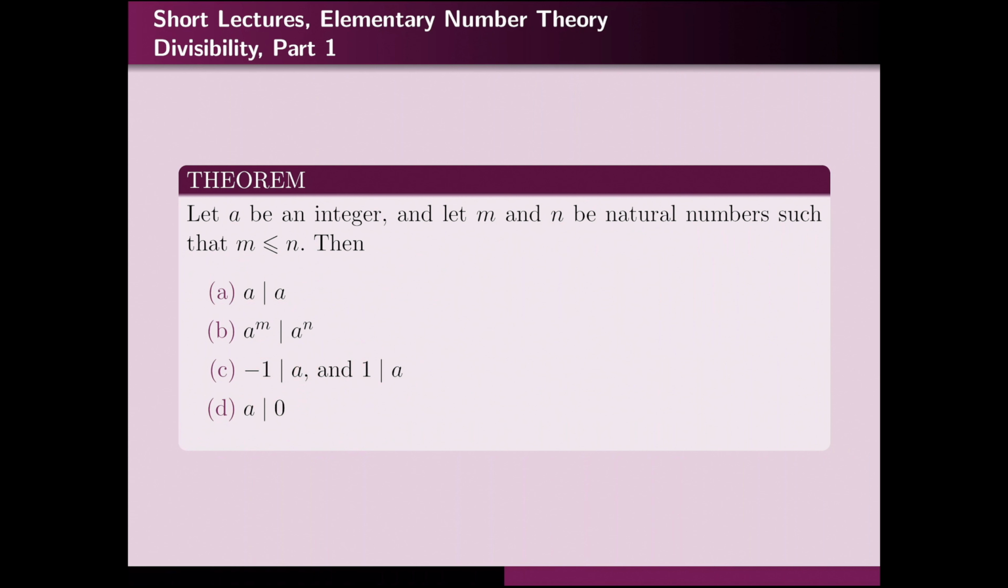And then a to power m, what is m? M is a natural number, a smaller one. N is the natural number, the greater one. So between m and n, m is the smaller one. A to power m definitely divides a to power n.